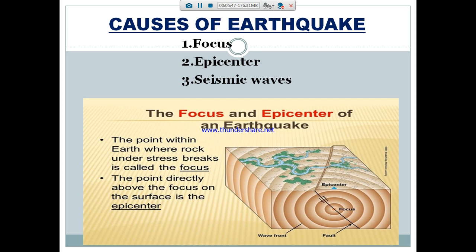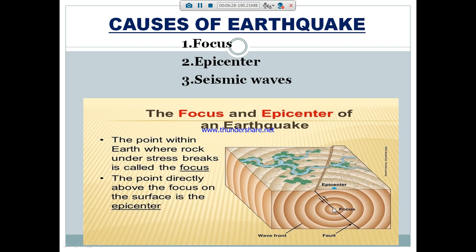So the chief cause of earthquake is sudden slipping of a portion inside the earth's crust, or maybe the causes of volcanic eruptions or tsunami. See the picture, the focus and epicenter of the earthquake. The point within the earth where rocks under stress break is called the focus. In other words, where the earthquake starts, that point is called the focus.